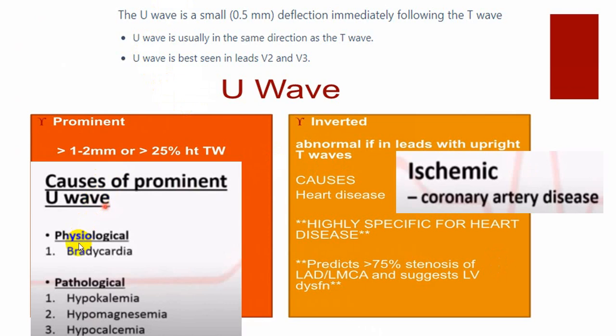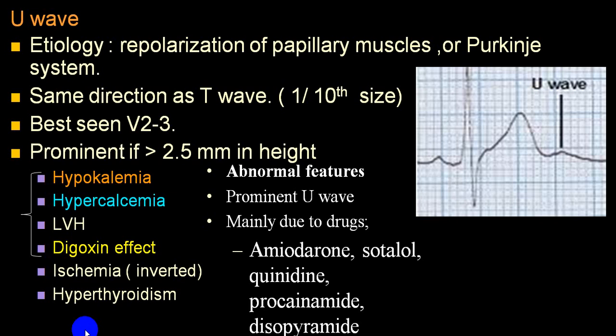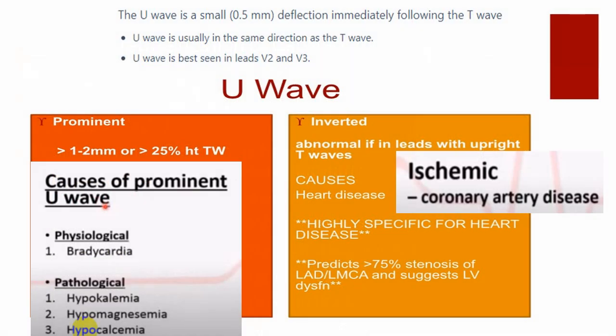So physiologically, you will see appearance of U wave if the person is having bradycardia. But pathologically, we already mentioned hypokalemia, hypercalcemia, not hypo, and digoxin. And as far as inverted U wave is concerned, ischemic heart disease. We should keep it in mind.